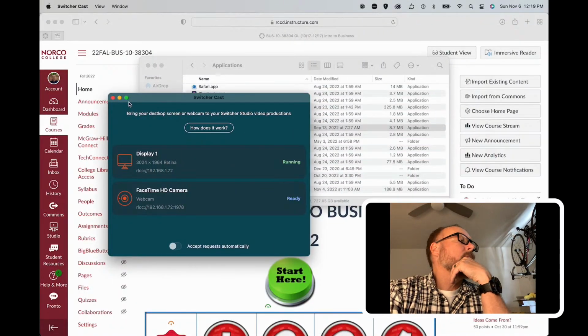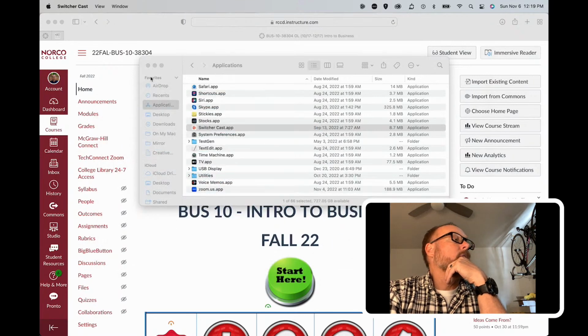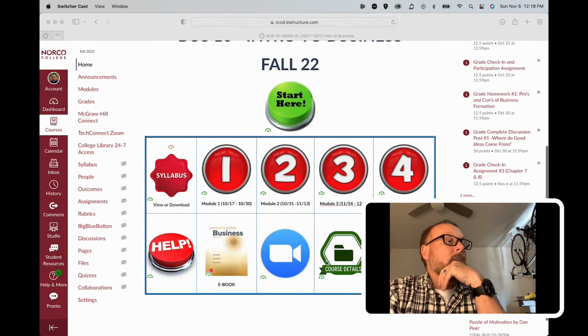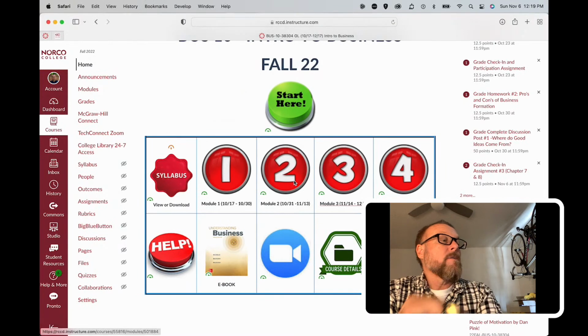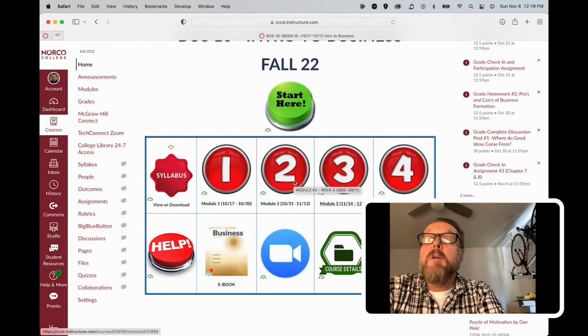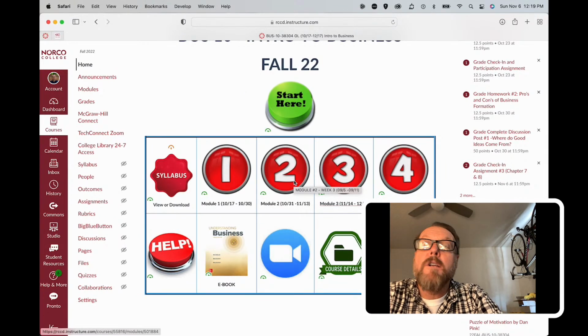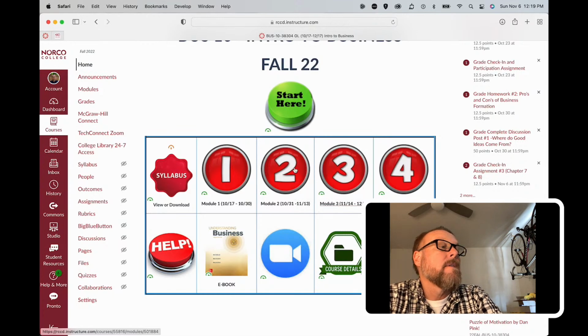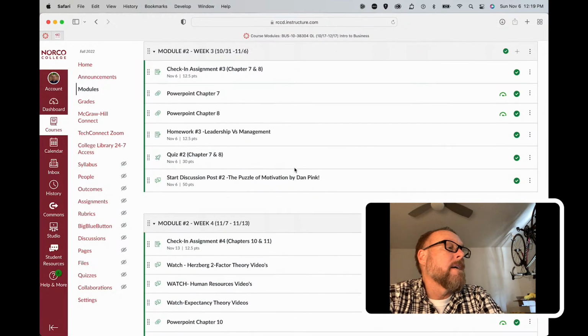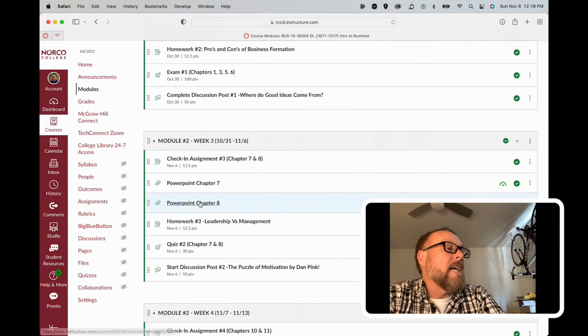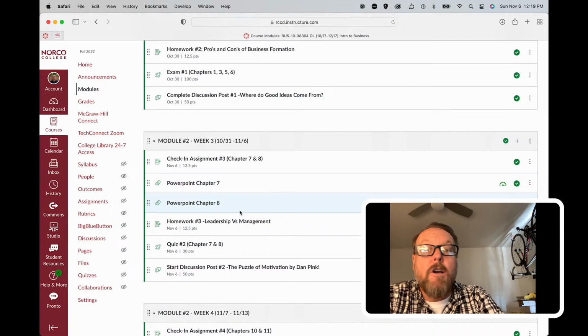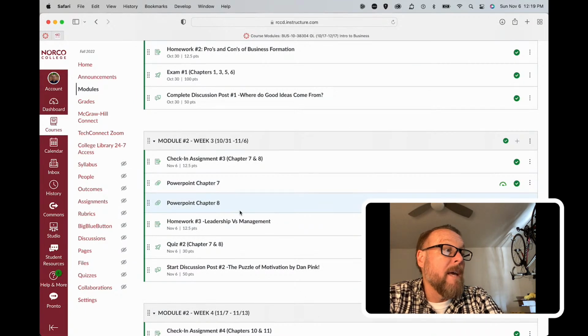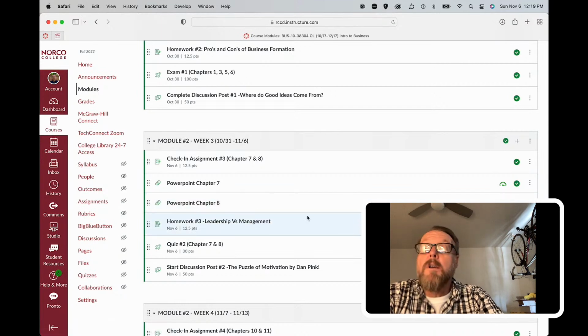There we go. All right, so I'm looking at our intro to business for this semester. Of course, we're in our second part of module 2. That's week 4. Every module is 2 weeks. I'm going to go ahead and select that module. And just to scroll back again, last week we looked at chapter 7, which is on leadership versus management, or management and leadership. And then chapter 8 was on organizing or structuring your organization.